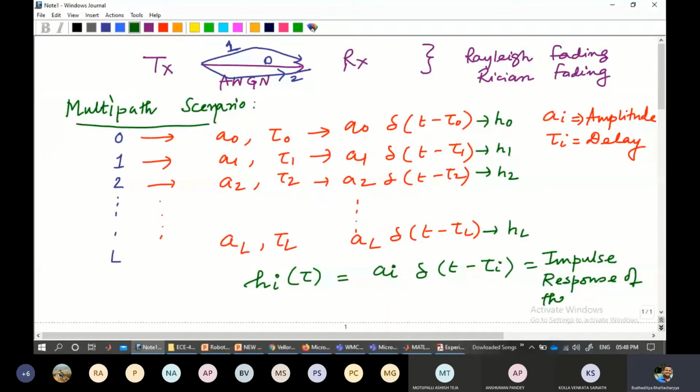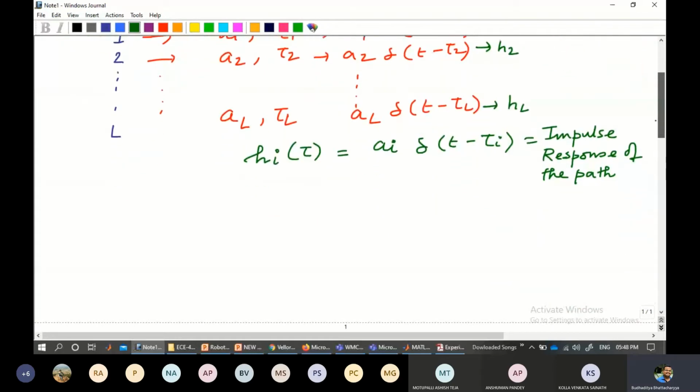Each path, that is, if L paths are there, each path can be modeled as something like this. That is the idea. Now let's go a bit deeper with this, because this plays the most important role in our calculation. If I consider all these hi in a generic way, then the multipath channel response can be denoted as multipath.